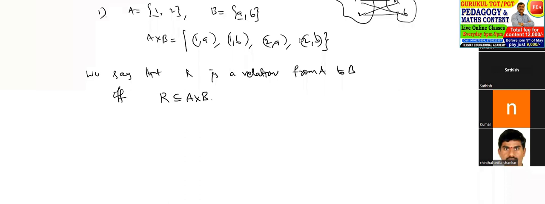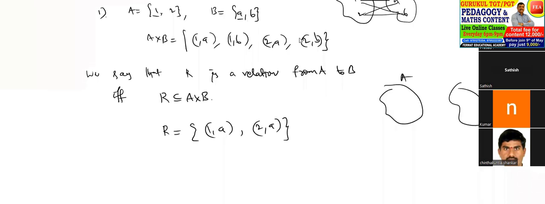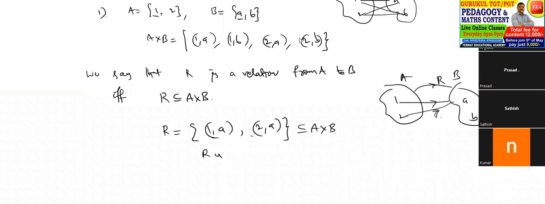Continuing this example, suppose R equals {(1, a), (2, a)}. Is it a relation from A to B? This is my A, {1, 2}, and this is B, {a, b}. My R is 1 goes to a, and next 2 goes to a. So the question is, is it a relation? Yes, because it is a subset of A cross B. Therefore, R is a relation from A to B.